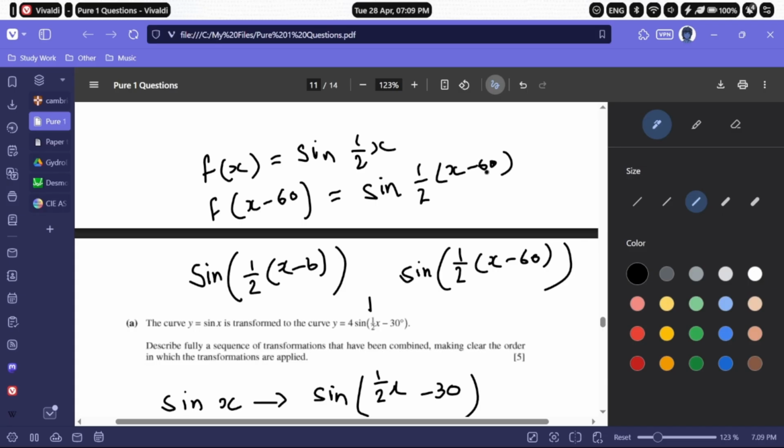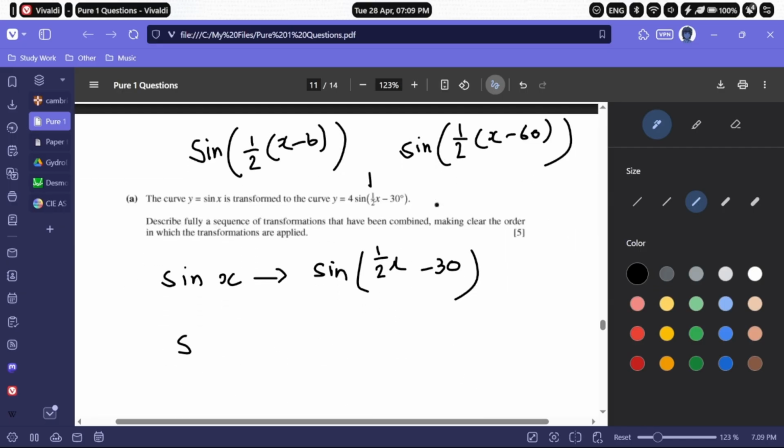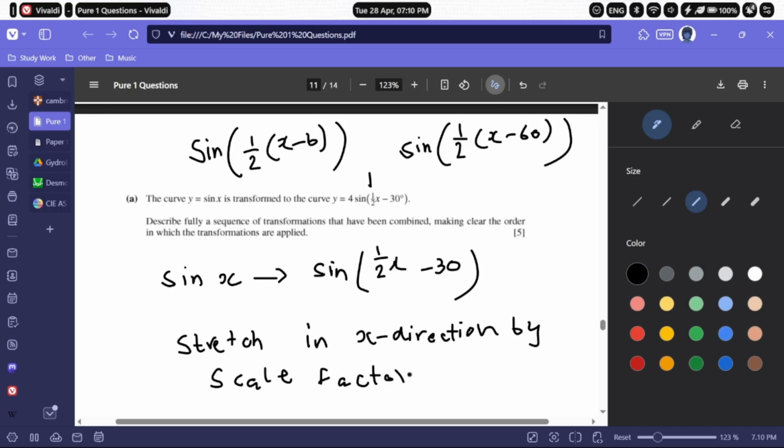So, in other words, there are actually two ways to go about it, but the way I was talking about is that first of all, you stretch in the x direction by scale factor 2. This is your first step.